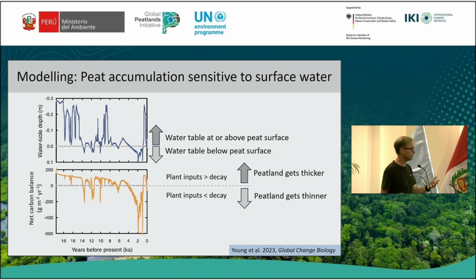And what we see here is that, unsurprisingly, given what Hans and others have said, when the water table is above the surface, then we get more plant inputs than decay, and we get peat accumulation. And then we can see in this drought, actually, only from around 3,000 years ago is the water table getting below the surface for a sufficient amount of time that we then see a large carbon loss and emissions to the atmosphere.